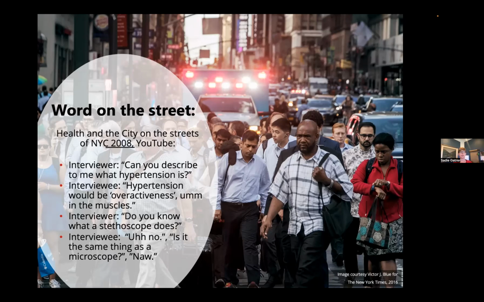A couple of interviewers went out on the streets of New York and asked individuals basic questions to determine health literacy. The interviewer asked a gentleman who was in his mid-40s, can you describe to me what hypertension is? He hemmed and hawed. He said, hypertension would be an overactiveness of the muscles. And then he changed it and said, in the brain. And obviously, that's not what hypertension is. It's not overactiveness. That's not the only time I've heard that from an individual.